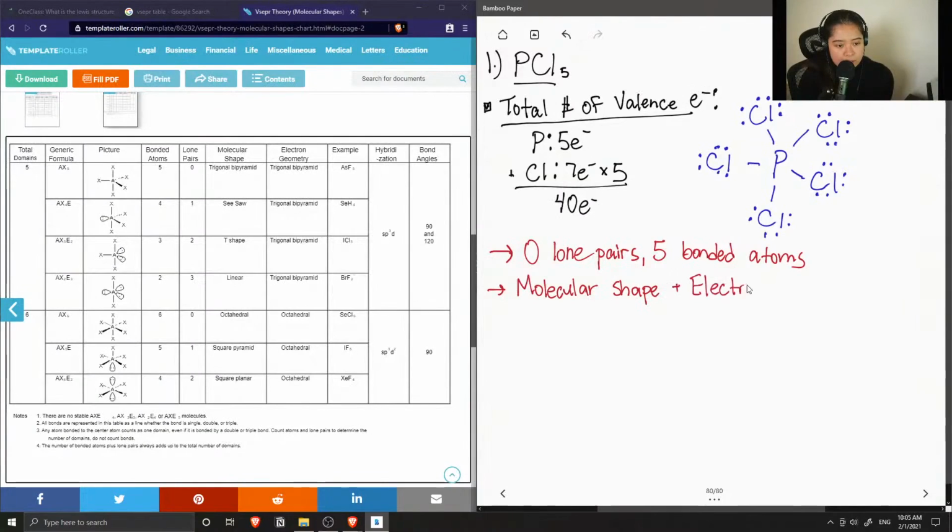So typically when the central atom doesn't have any lone pairs, it has the same molecular shape and electron geometry. So like in our case, they are both trigonal bipyramid, and its hybridization is sp3d.